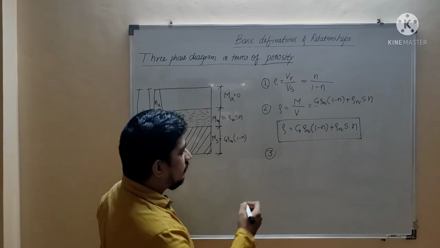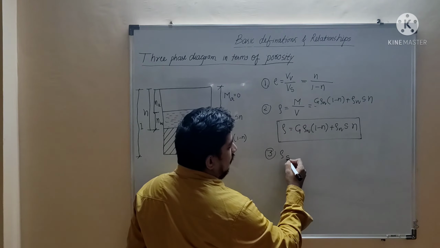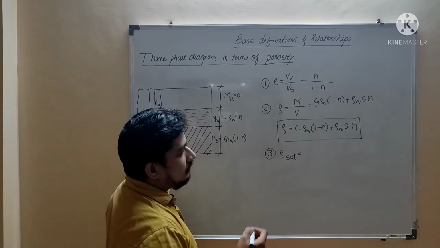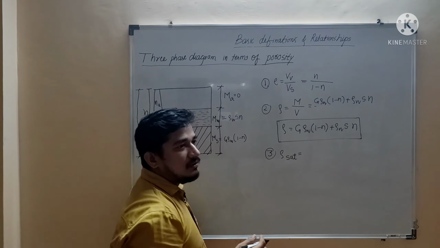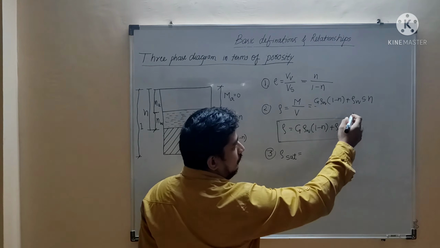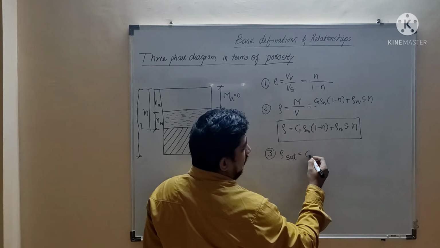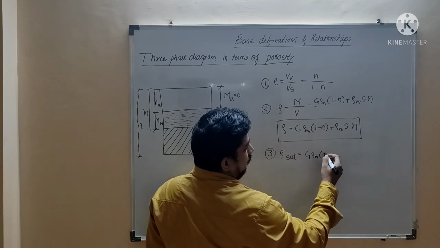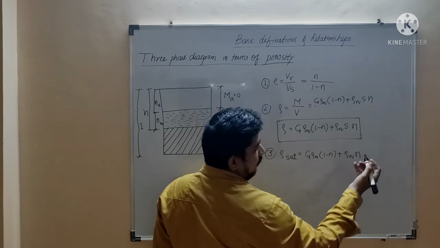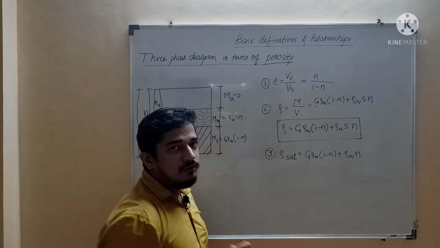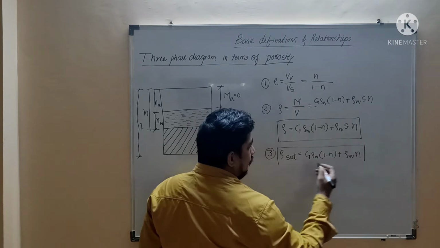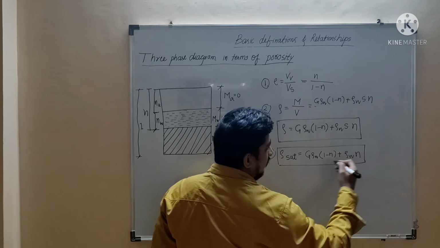The next is rho sat, that is nothing but the mass density of a soil in a saturated condition. If the soil is saturated, then the degree of saturation will be 1. So we can simply write G multiplied by rho w into 1 minus n, plus rho w into n, because the degree of saturation has value 1. This is the third formula we got, rho saturated, as simple as it is.